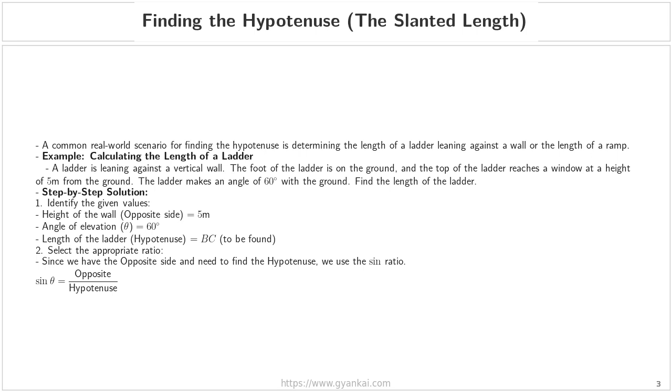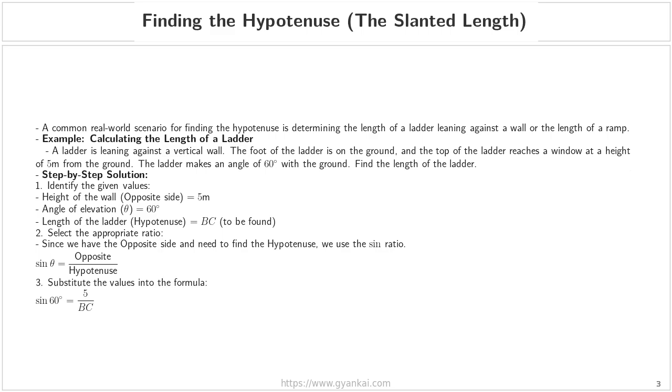Recalling our selection guide from the previous slide, since we have the opposite side and we are looking for the hypotenuse, the sine ratio is our best tool. We use sine theta equals opposite over hypotenuse. Third, we substitute our known values into this formula. This gives us sine 60 degrees equals 5 over BC.